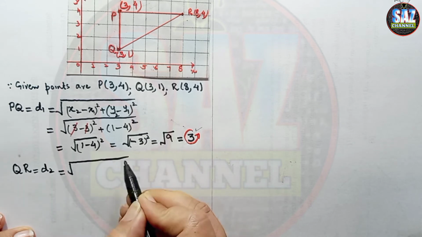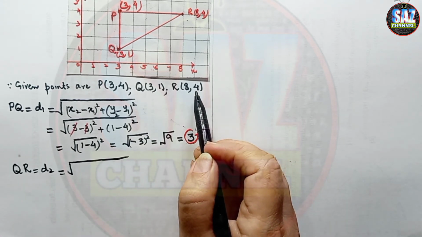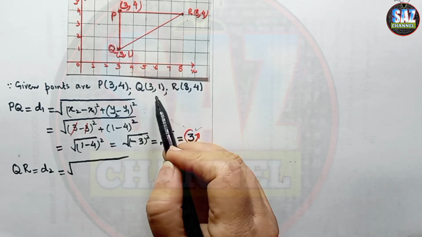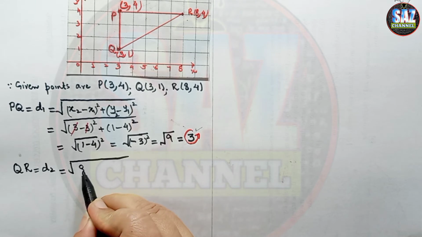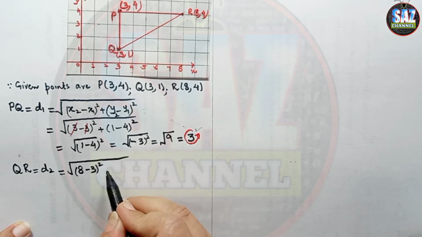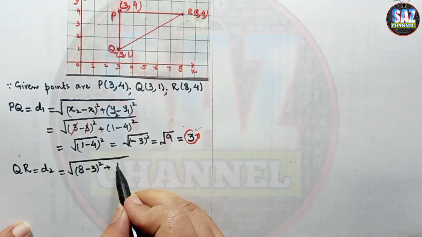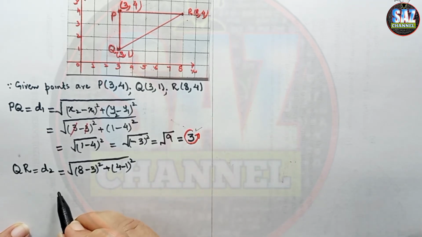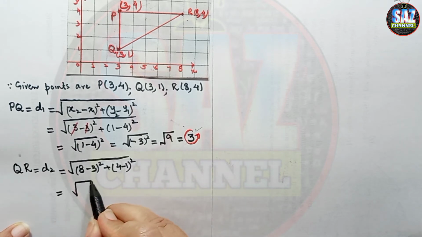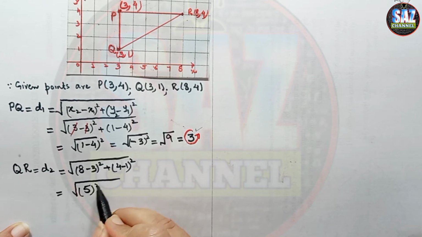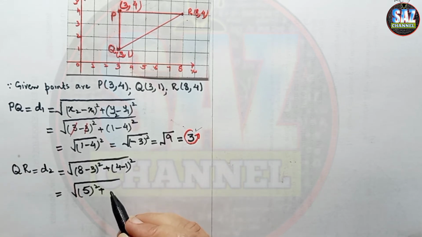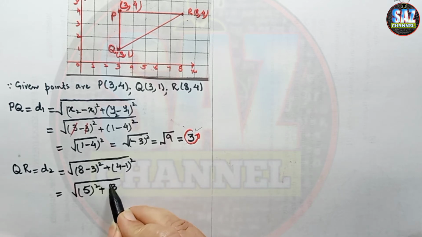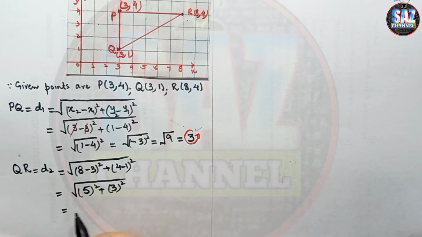So in this part I am not writing the formula. X2 minus x1 whole square, that is 8 minus 3 whole square, plus y2 minus y1, 4 minus 1 whole square, and then I have to put the square root symbol. 8 minus 3 will give me 5 square, plus 4 minus 1 is 3 square, and then 5 square is 25, plus 3 square is 9, and this will give me square root 34, okay.